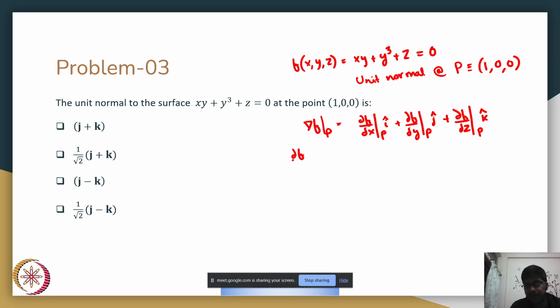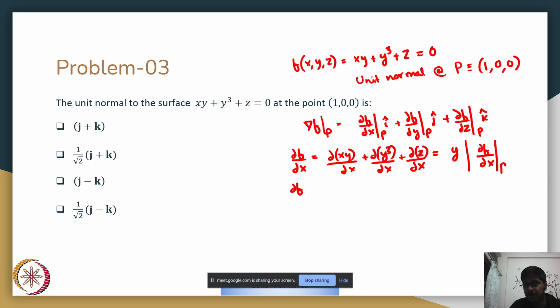And in this case, the partial derivative of function f with respect to x is nothing but y, since the partial derivatives of y cubed and z with respect to x are 0. Then I'll calculate dou f by dou x at point P, which is 1, 0, 0. This will be essentially 0.